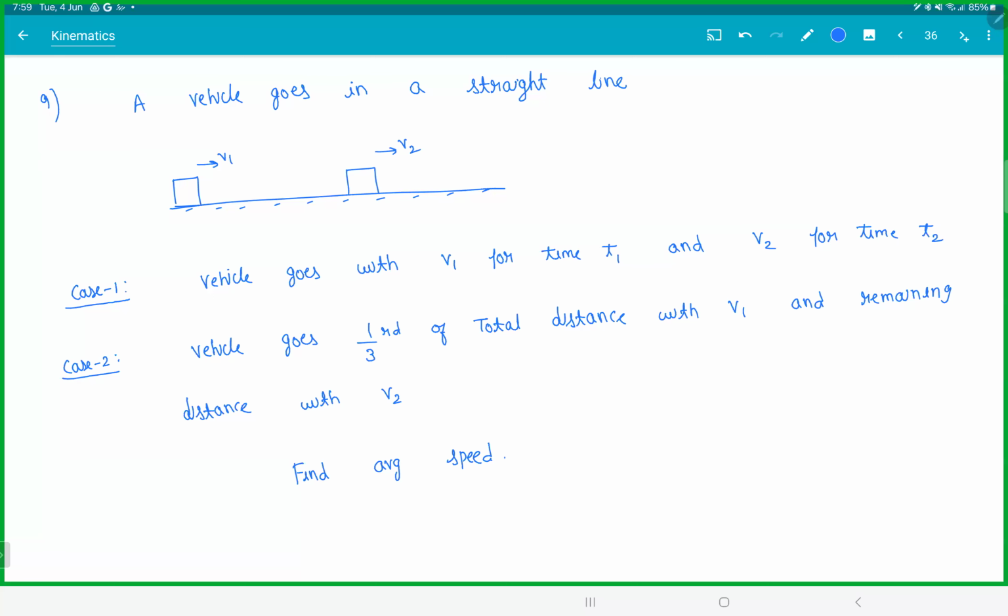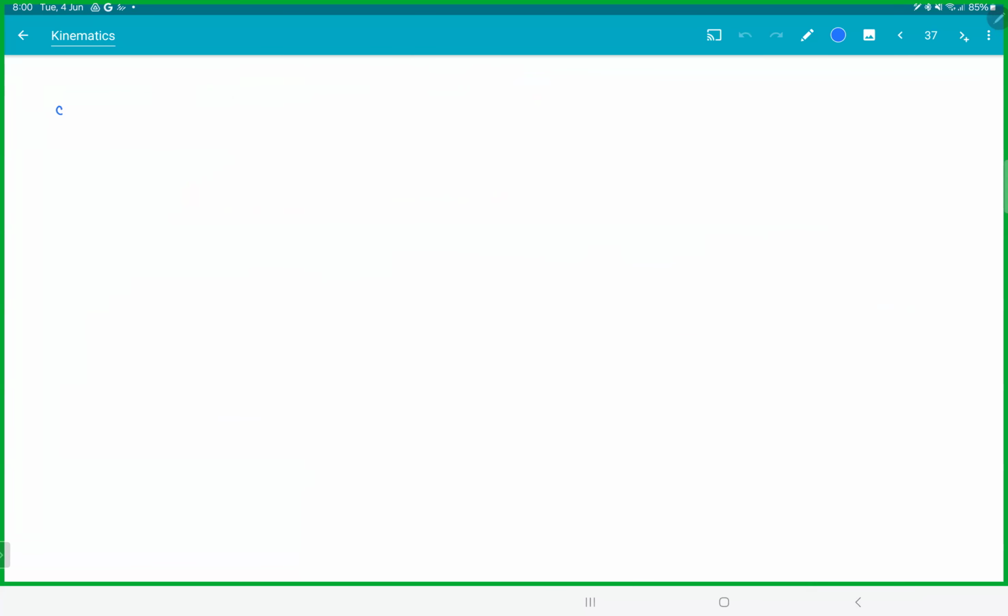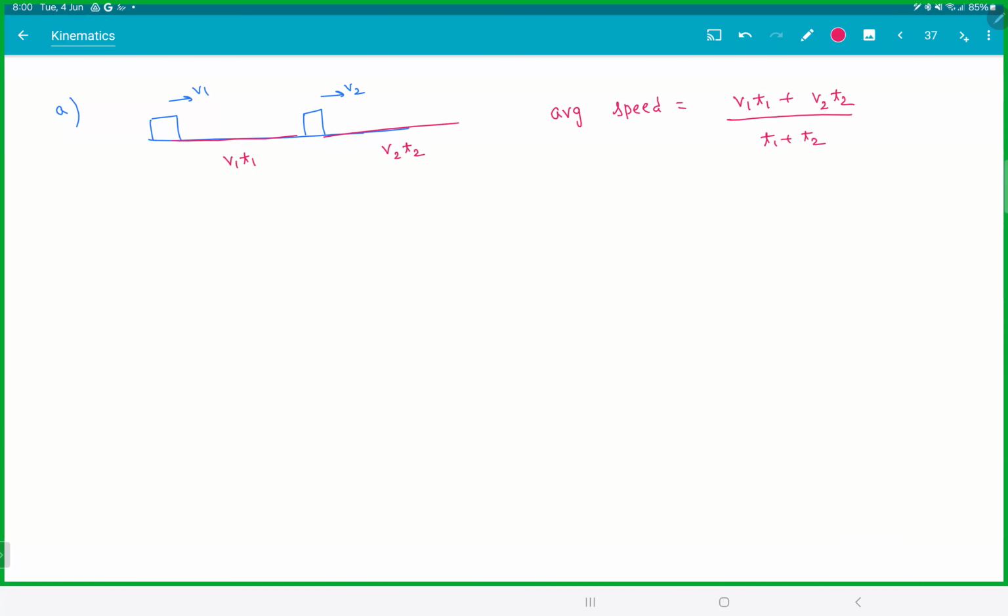Second x. How did you get x, right? X is not given, Surya. You can't use x. The first case, you're traveling with distance v1 t1. This is v2 t2. The average speed will be total distance v1 t1 plus v2 t2 by total time t1 plus t2. Straightforward. There's nothing in it.